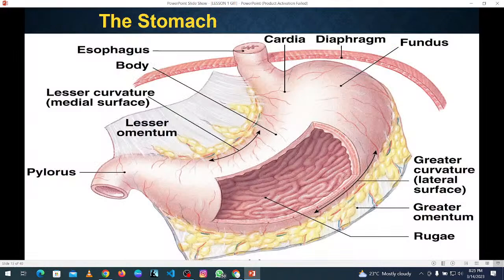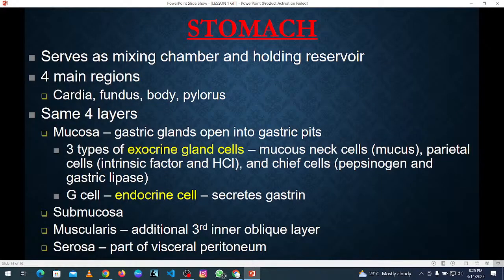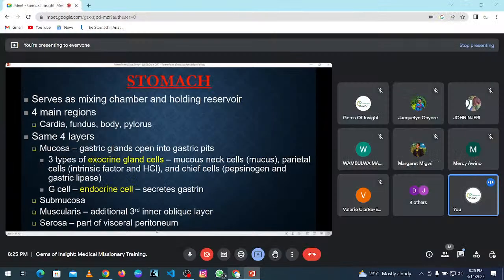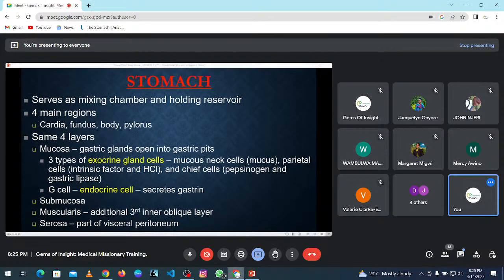We saw them in the stomach too. Let me just see if you are seeing my slides, but I really do hope so. Yeah, it's being seen. So we saw that in the stomach we have three types of exocrine glands: the mucus cell, the parietal cell, and the chief cell, and we saw the gastric juices that are produced by these three. And of the endocrine glands, we only saw one, the G cell, which secretes gastrin.